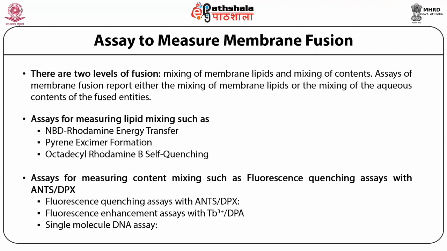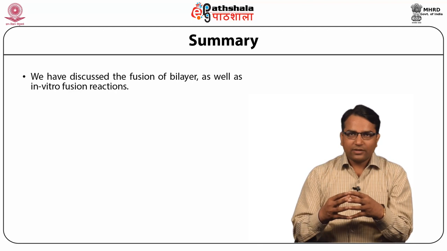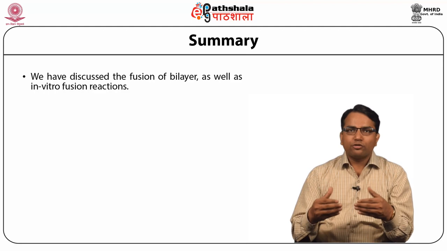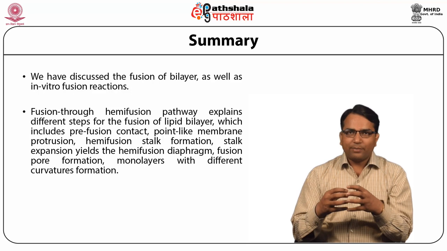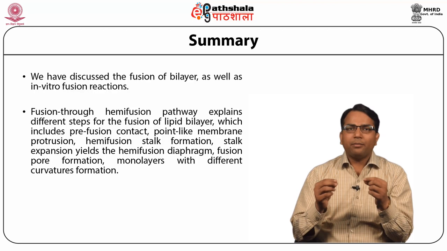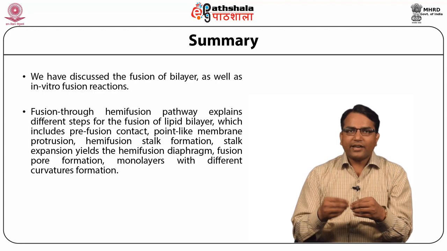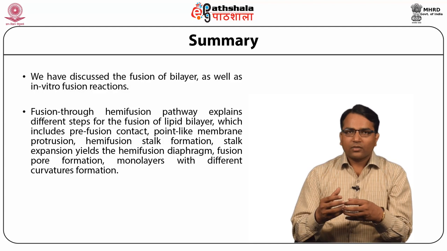So, let's summarize what we have discussed. We have discussed how membranes fuse with each other. We have discussed the models that are used to monitor membrane fusion. We have also discussed how the in vitro fusion reaction takes place. Fusion through the hemifusion pathway explains the different steps for the fusion of lipid bilayers, which involve pre-fusion contacts, point-like membrane protrusion, hemifusion stalk formation, and stalk expansion leading to the hemifusion diaphragm, and fusion pore formation, followed by monolayer formation with different curvature based on the composition of the membrane.